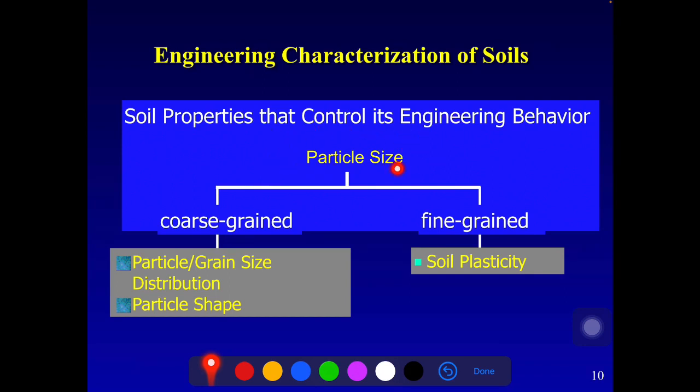To get the particle size and classify the soil, it is divided into two: either coarse grained or fine grained. If you get coarse grain, you don't have to do this test. You only conduct this test, grain size and particle shape. And if it is fine grain, you have to conduct this, and then you also have to conduct this.